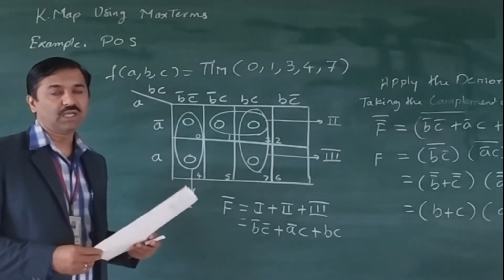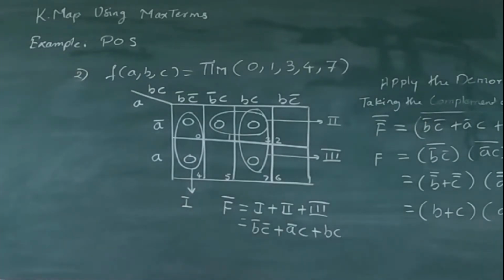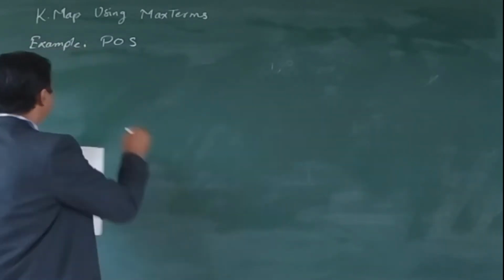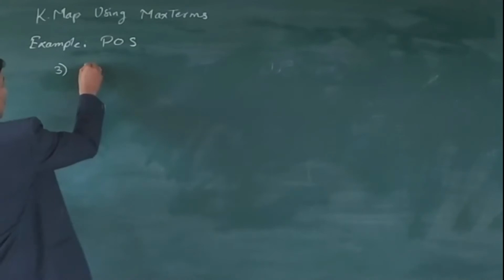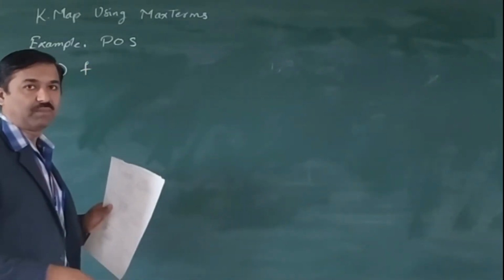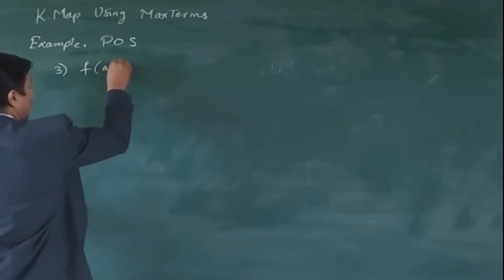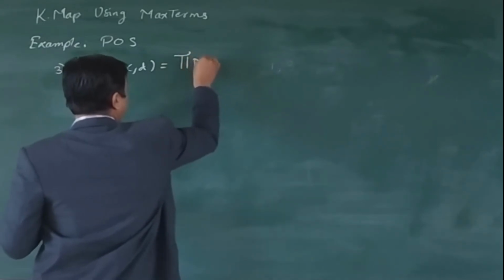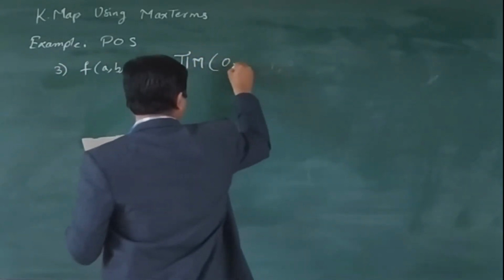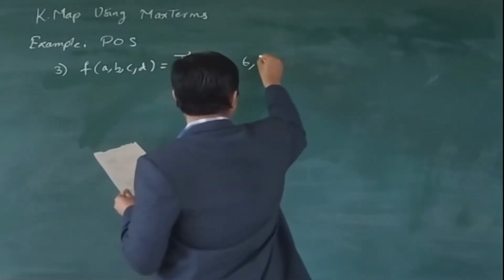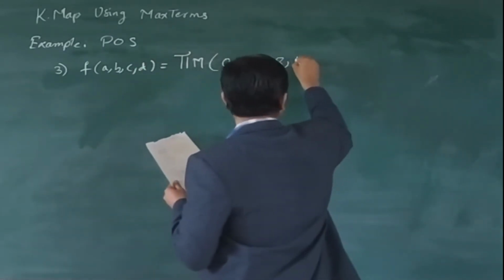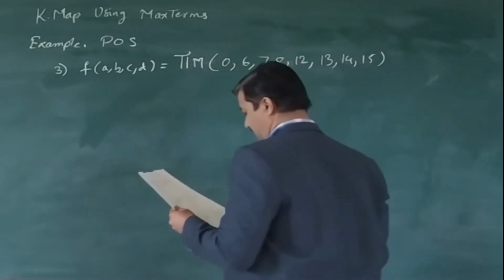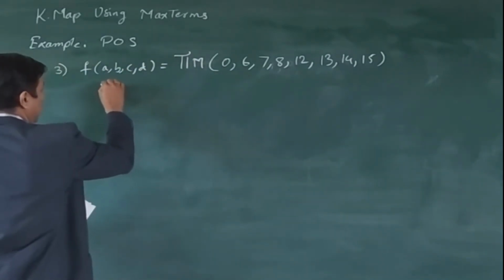So let us move on to the next example of the product of sum expression. Now let us move on to the 4 variable example. F of A, B, C, D equal to pi of m, 0, 6, 7, 8, 12, 13, 14 and 15. Okay, now let us plot the K-map for this.